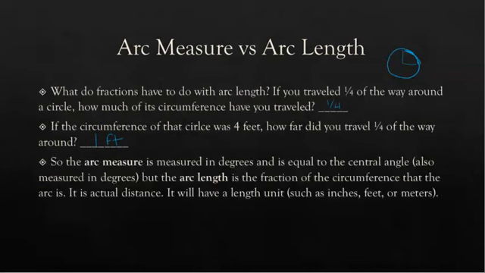So the arc measure is measured in degrees. In this case, the arc measure would be 90 degrees. It's equal to the central angle, also measured in degrees. But the arc length is the fraction of the circumference the arc is. It's an actual distance. It should have a length unit, like this one being 1 foot, or it could be in inches or meters or centimeters.